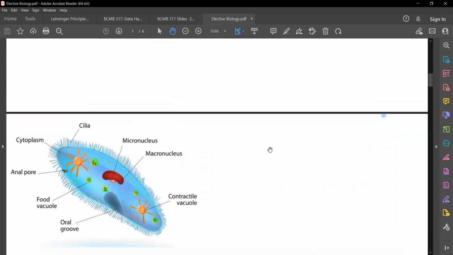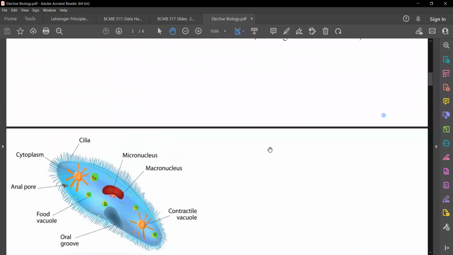So I'm moving on. This is a picture of the Paramecium. Can we all see my screen? Yes. Okay. As you can see, I talked about the cilia, and as you can see my mouse moving, these are the cilia. The hair-like structures you can see all over are what we call the cilia. And then you have this big thing here, the macronucleus, and then the smaller one is the micronucleus.